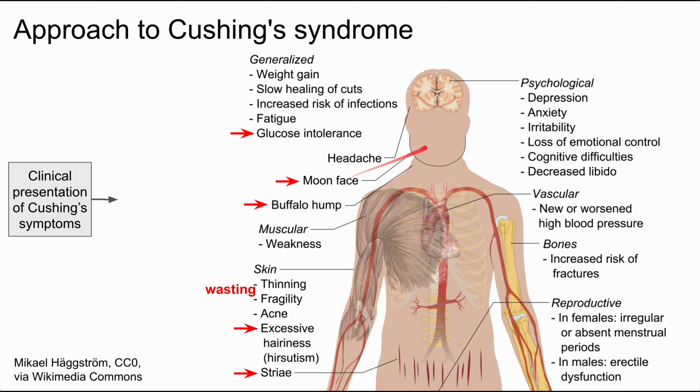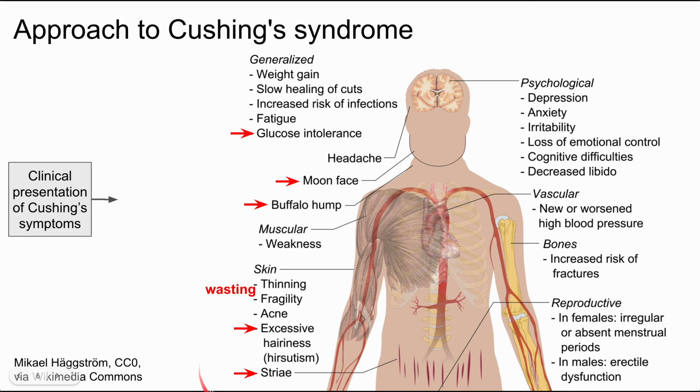The moon facies is pretty characteristic. They'll have a wide, round facies. Buffalo hump, thinning of the skin, fragility. Essentially, they're wasting, I think, is a good term to describe it. They can have excessive hairiness or hirsutism, especially noticeable in women, and they can have abdominal striae from stretching of the abdomen and from thinning of the skin. So those are characteristic signs of Cushing syndrome.